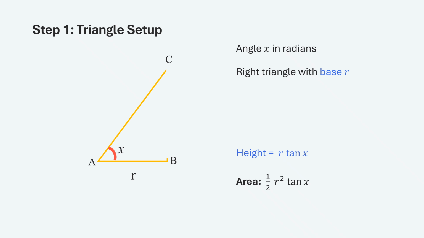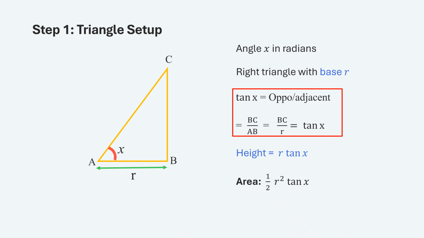Start by imagining a small angle x measured in radians. From this angle, draw a right triangle. Let the base be equal to r. Now in this triangle, the opposite side is BC and the adjacent side is AB equal to r. From the property of tan x, we see that the height becomes r tan x.